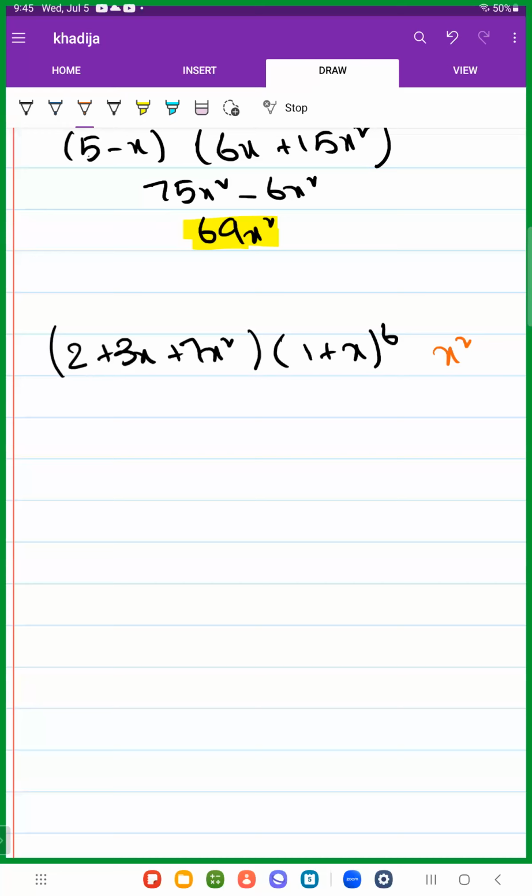How many terms need to be calculated? 3, I think. And what are the powers of the terms that you're calculating for? One of them is going to be 2 and then x squared, 3x and then x, and 7x squared and x to the power 0. 7x squared will be multiplied with the constant, so x to the power 0. 3x will be multiplied with x, so x to the power 1. And 2 will be multiplied by x squared. So these are the 3 terms that need to be calculated. Yes, got that.